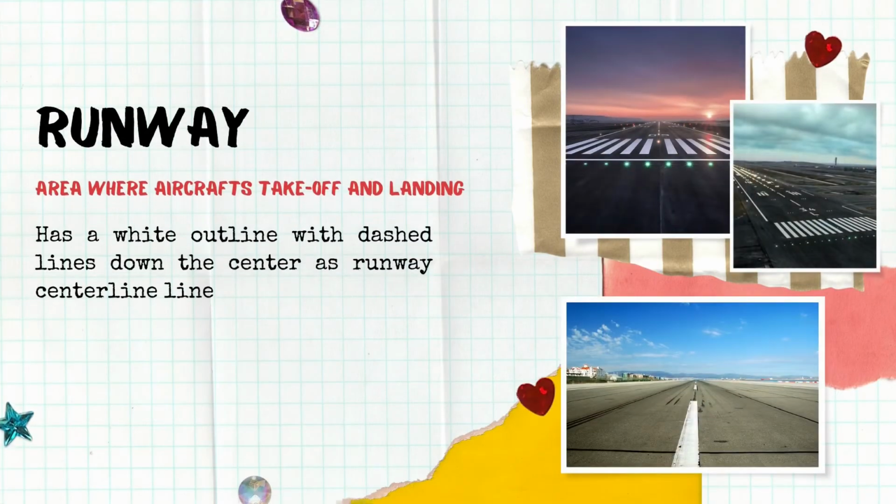Next is runway. Runway length and width can vary greatly. It has a wide outline with a dashed line down the center. The runway needs to be long enough for the departing aircraft to gain enough speed to take off. The heavier the aircraft, the longer and wider the runway needs to be.